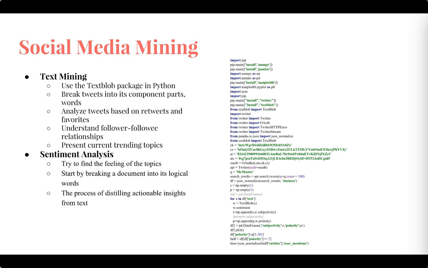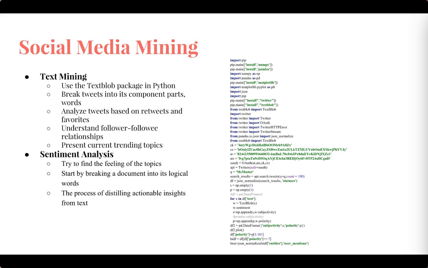Let's say, one of the things that I did was analyze all the tweets with the word McMaster. At the time I was working on this piece of code, the President of the United States appointed H.R. McMaster as his national security advisor. And so I looked at all of the tweets related to McMaster and people's feelings about this person.